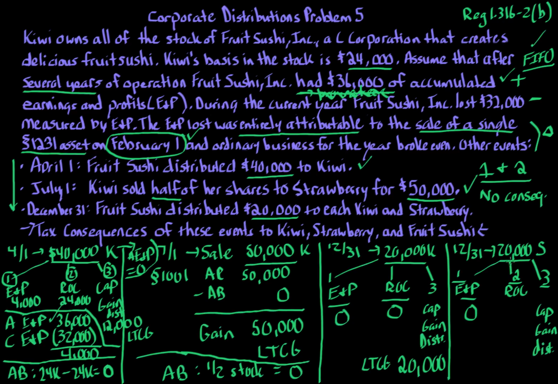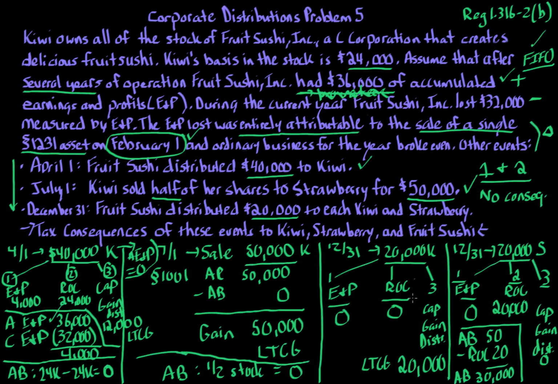Then we go to strawberry. Strawberry has a $50,000 basis. There's $20,000 of distribution. So that means that all 20,000 is return of capital, and none is capital gain distribution. So what does that do? The adjusted basis goes from 50 minus return of capital of 20, $30,000 basis is left over. That's the ending adjusted basis is $30,000. 50 is the starting point, minus 20 is 30,000.